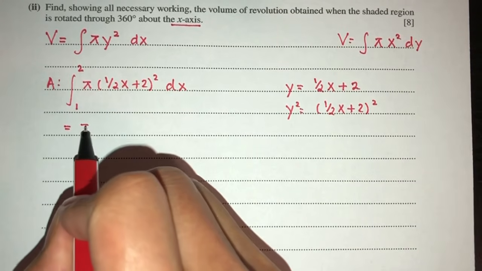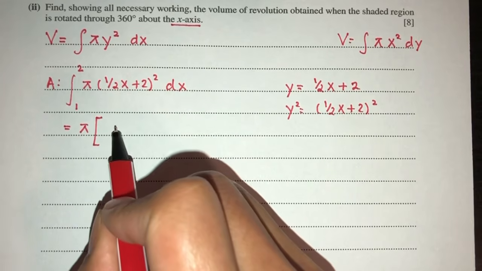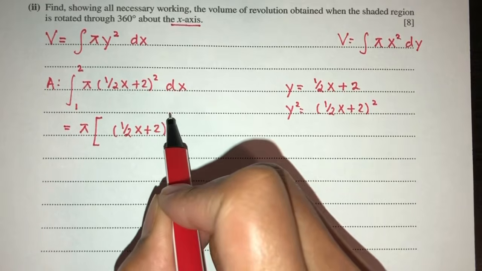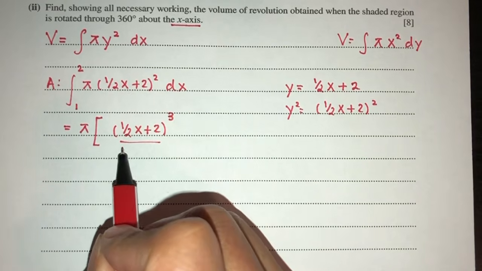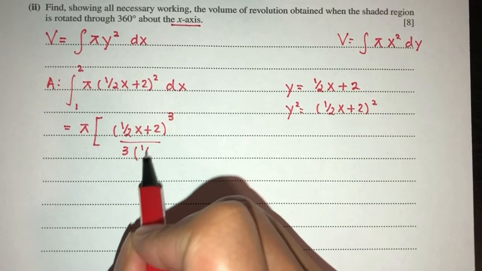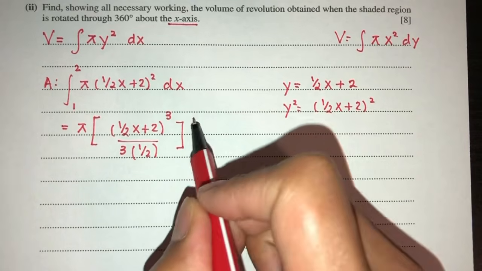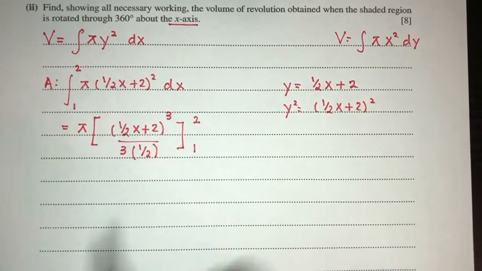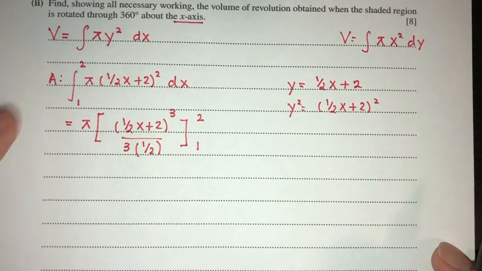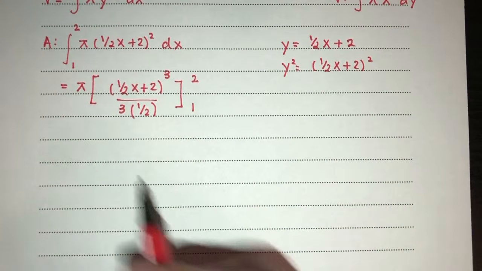We can first take out the value of pi. Now integration, that will give you half x plus 2 increased by 1, that will be 3, divide by 3, and then we have to divide by 1 over 2, between the limits of 2 and 1. So I think this is part A. So let's simplify this much further. Let's see what we can do.